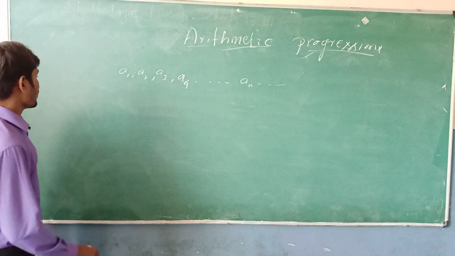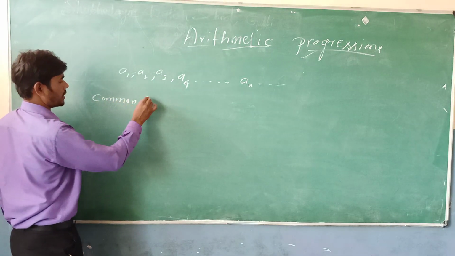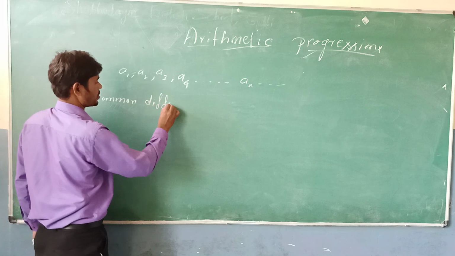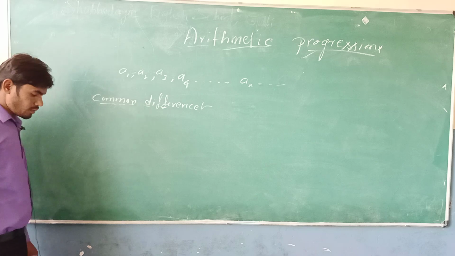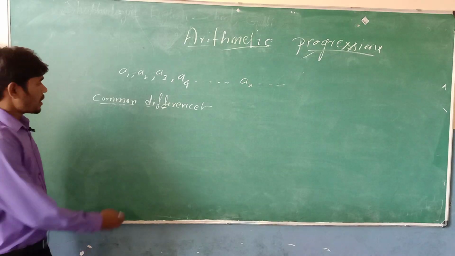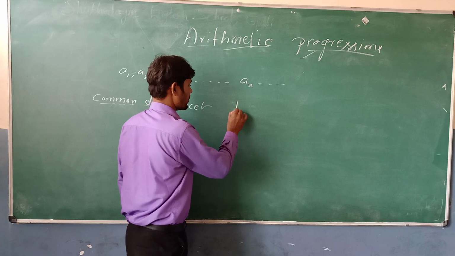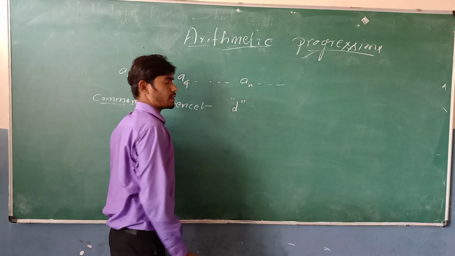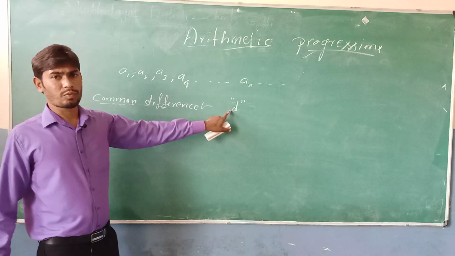Next we move on. Common difference. Here the common difference is denoted by the symbol small d. Common difference is also denoted by the symbol small d.